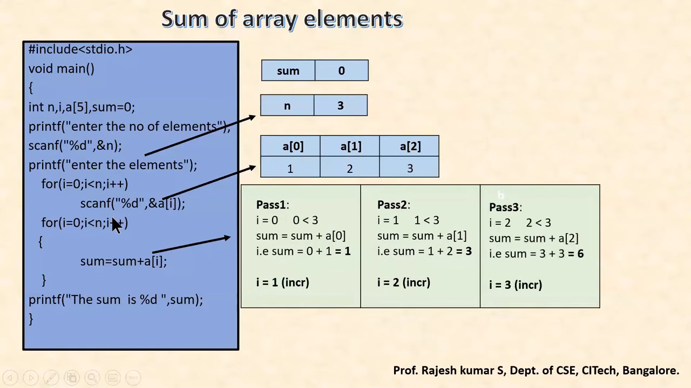Now I will become 2. 2 is less than 3. Yes, the condition is true. Then it will enter into this for loop. Sum is equal to sum plus a of I value. What is the previous sum value? We have got 3. So 3 plus a of I value.